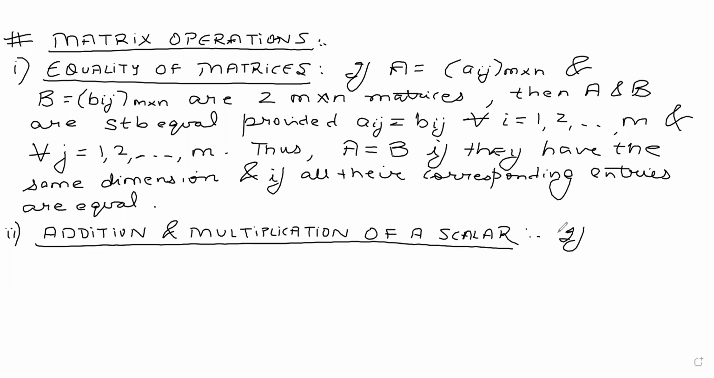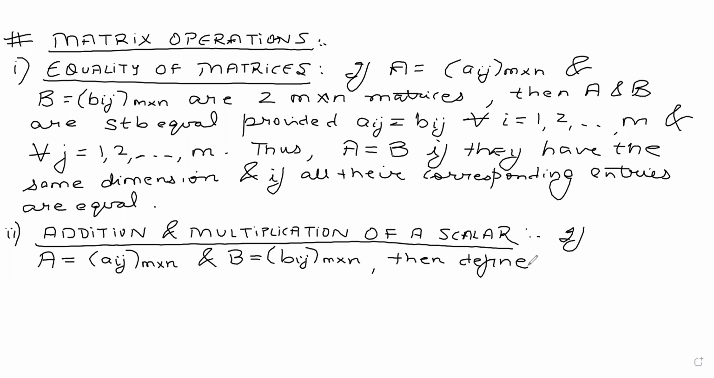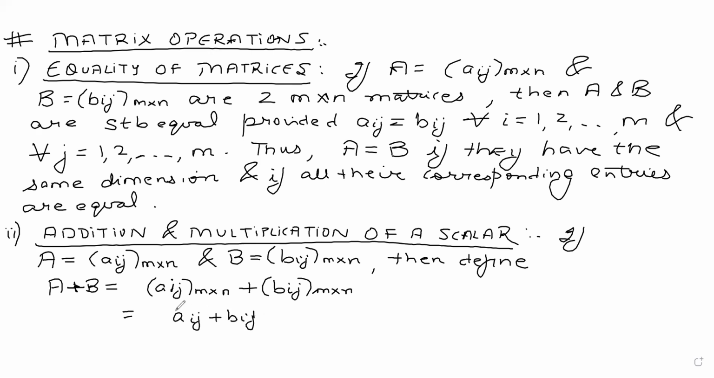So if my matrix A is Aij, which is M cross N, and my B is Bij, which is again M cross N, then define the matrix A plus B as Aij, which is M cross N, plus Bij, which is again M cross N, which I can write as, you just add up the corresponding entries, Aij plus Bij, times M cross N.